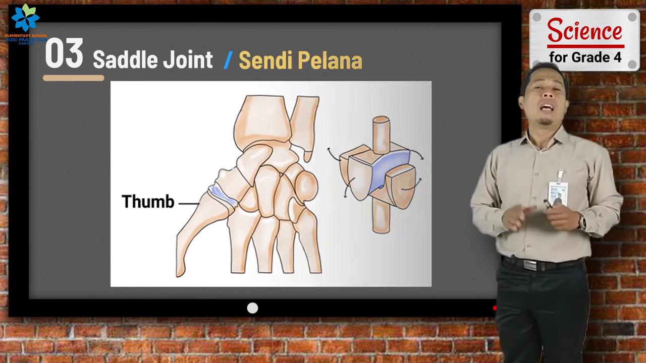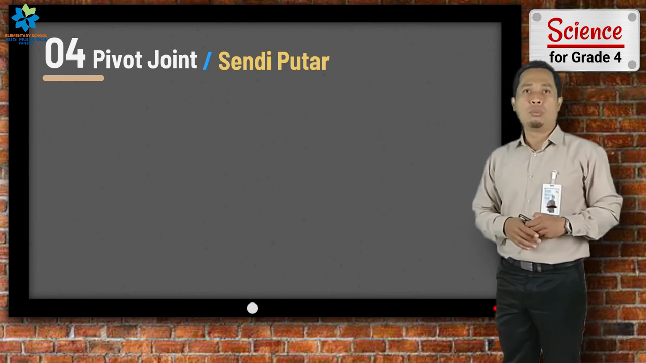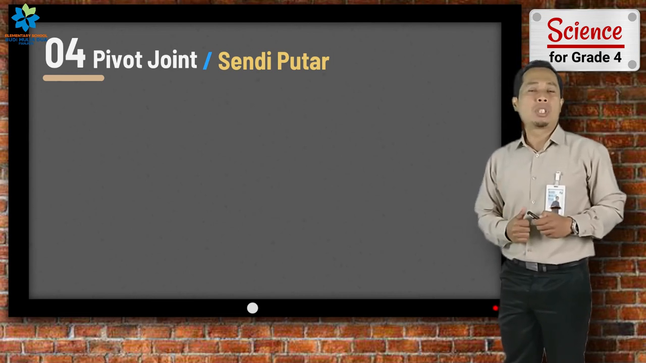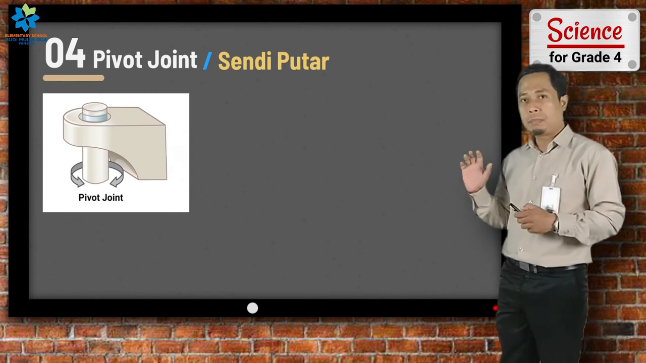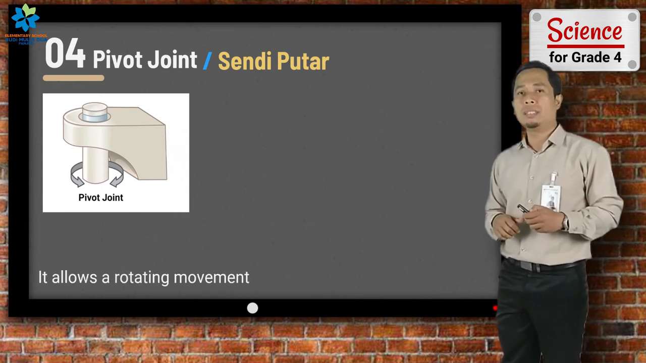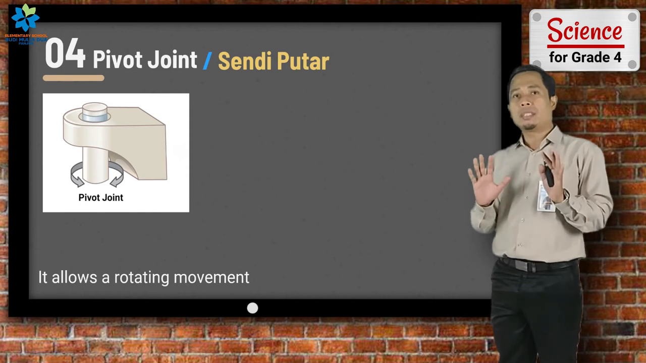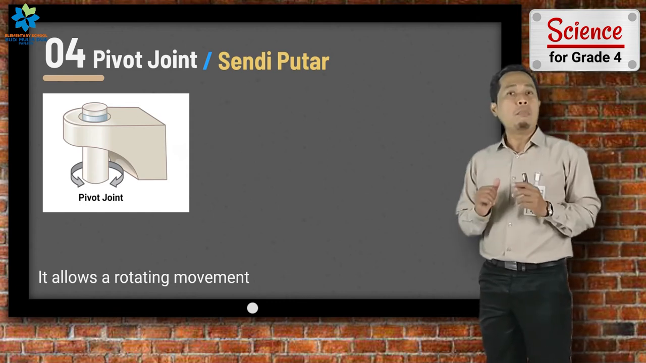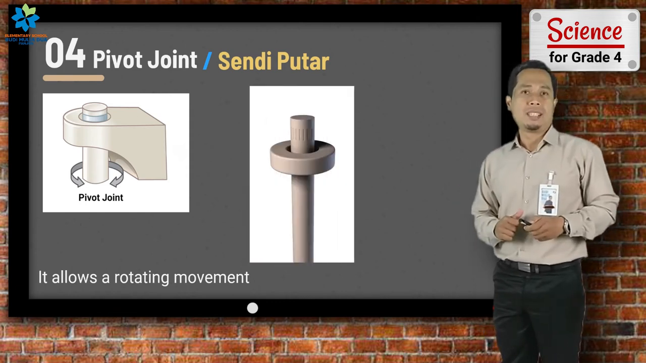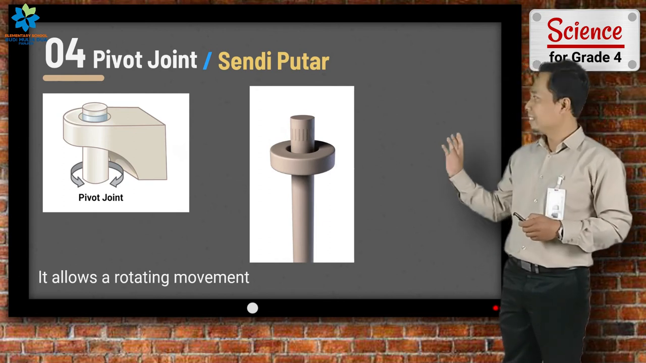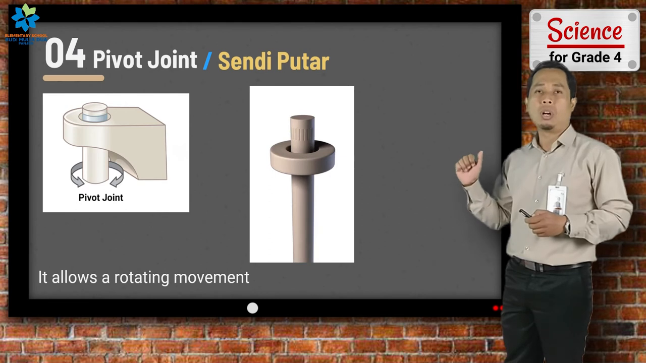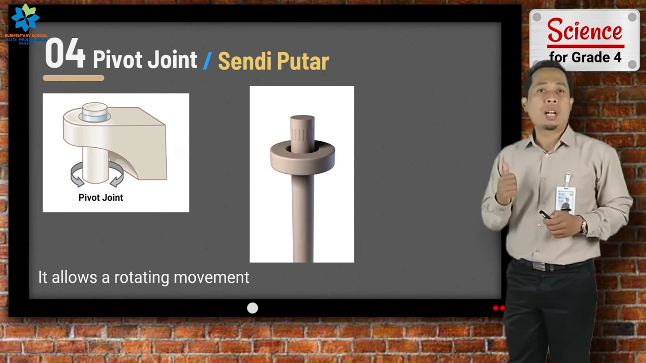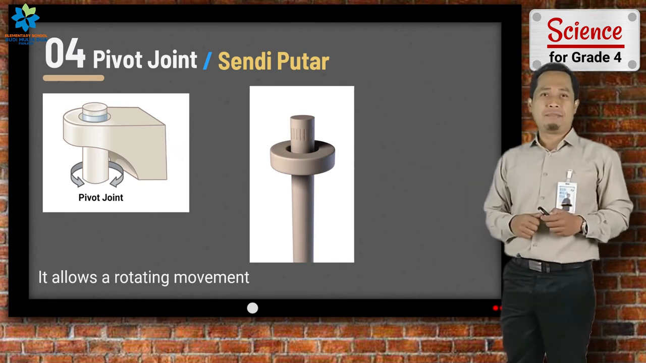Next, number four, the pivot joint or sendi putar. It can be illustrated with a picture like this. Pivot joints allow a rotating movement. And the movement is like this. This is a rotating movement. This one is called a pivot joint or sendi putar.